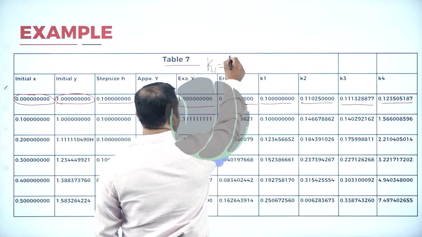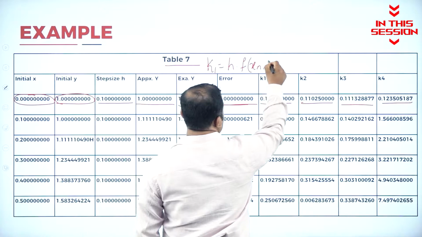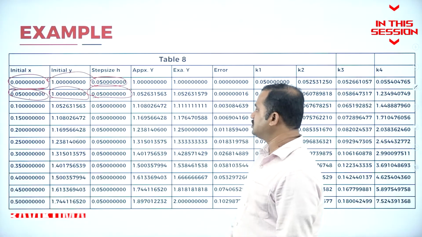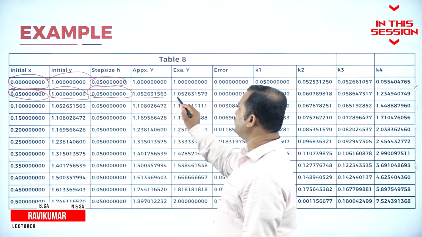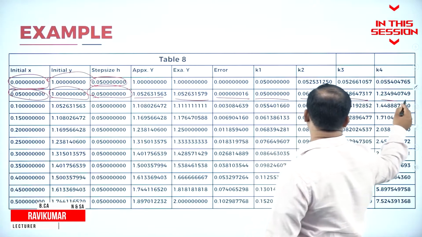where k1 is equal to h into f of xn comma yn. This defines the value of k1. H, the step size, gives me the approximate y and exact y. Error, then xk1, k2, k3, k4.